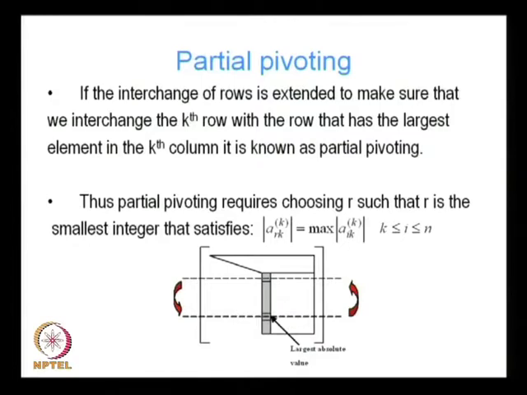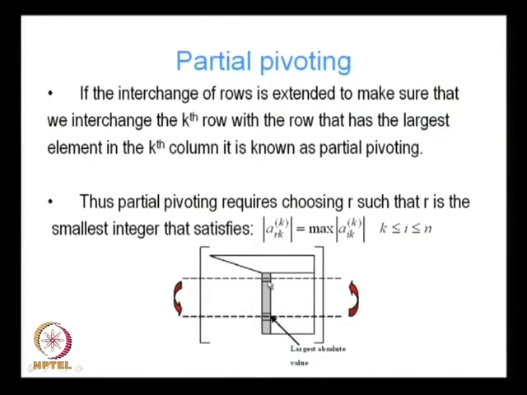Now, let us talk about 2 particular types of pivoting. First, we want to talk about partial pivoting. If the interchange of rows is extended to make sure that we interchange the kth row with the row that has the largest element in the kth column, it is known as partial pivoting. This is clear if we look at this little picture. Suppose we are looking at this system, and we have reduced it up to here. So, it is a triangular system up to here, and we are left with this system, and we want to reduce it further.